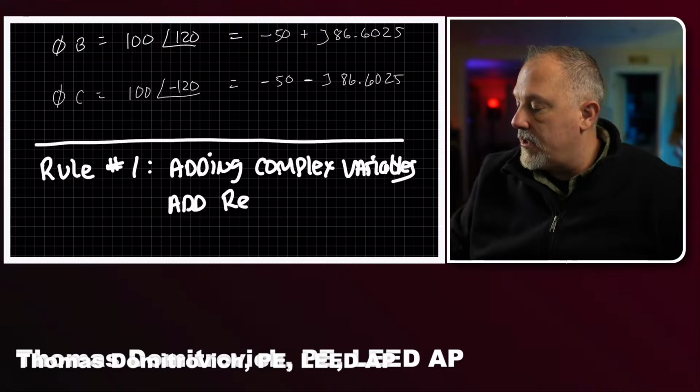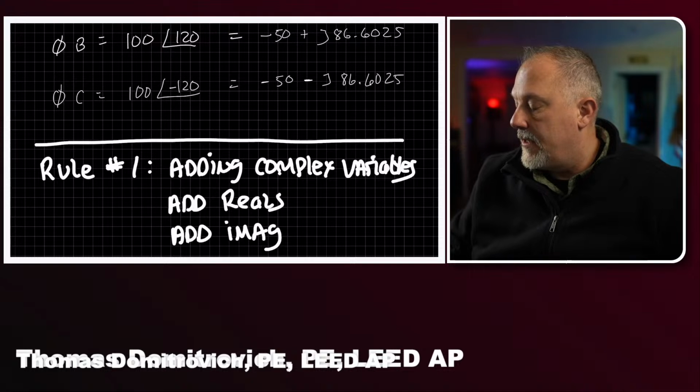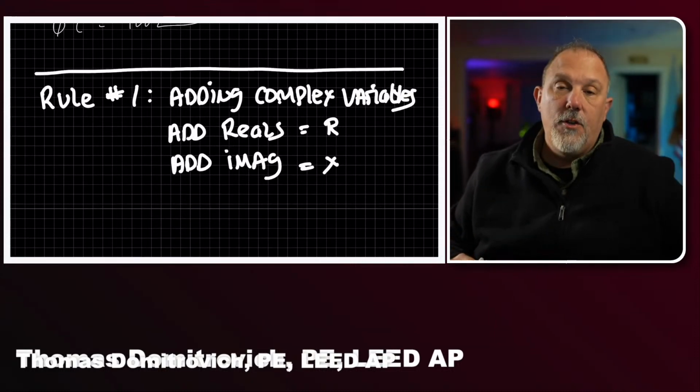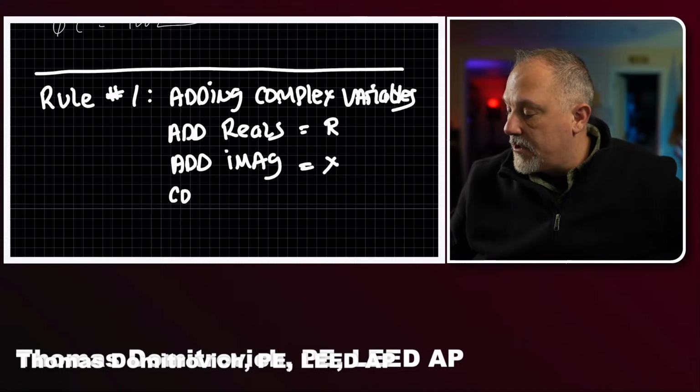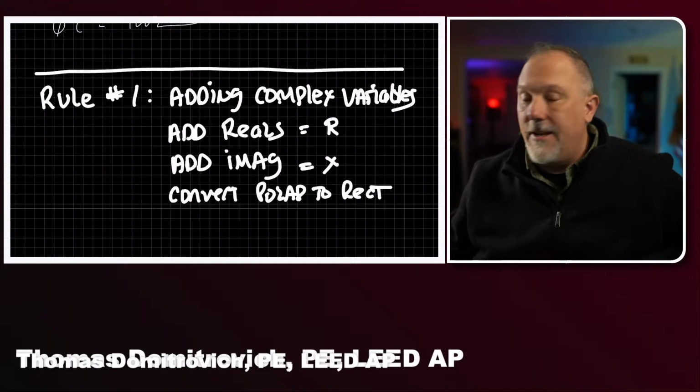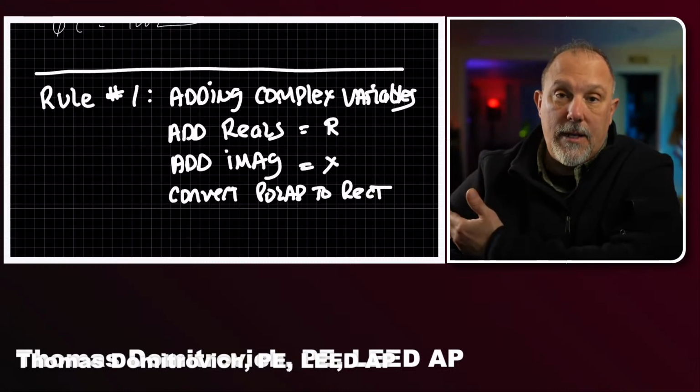Add the reals. Add the imaginaries. There's your real and your imaginary, and that's your new value. You have to convert polar to rectangular. Now, that's if you're doing it the way I'm doing it.